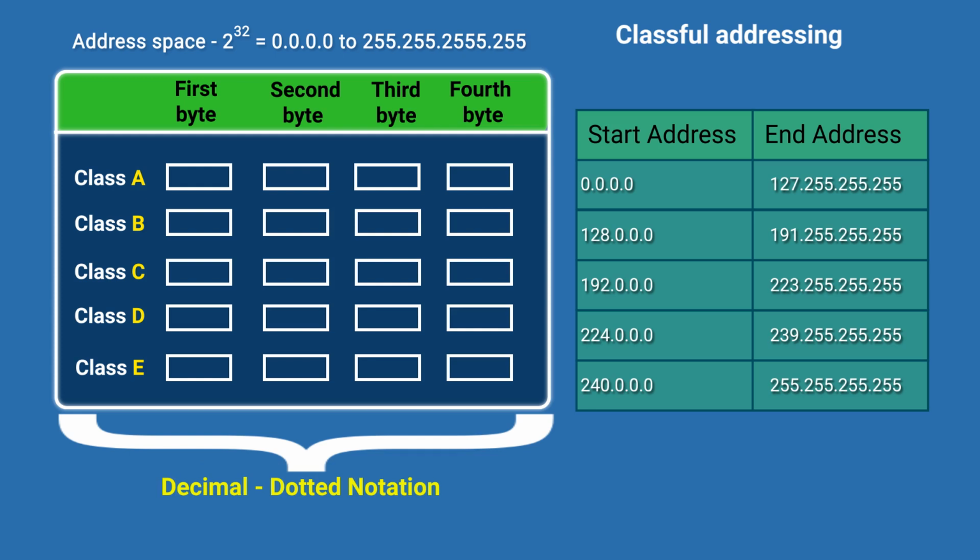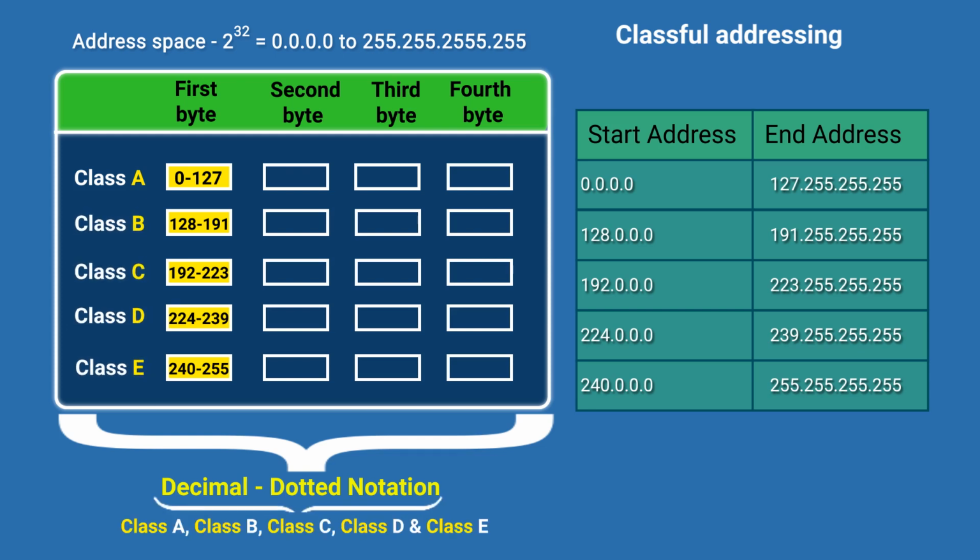If the first decimal number of the first byte is between 0 and 127, then it is a Class A address. If it is between 128 and 191, 192 and 223, 224 and 239, and 240 and 255, then they are Class B, Class C, Class D and Class E respectively.